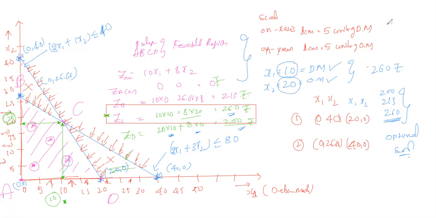All the constraints, labor constraint, material constraint, hour-based constraints, will be fulfilled. So including everything, we get the optimal solution: 260 rupees is the maximum profit the company can obtain by producing 10 deluxe models and 20 ordinary models. So like this we need to solve the graphical solution. In the next class we'll solve one more graphical method. Thank you very much.